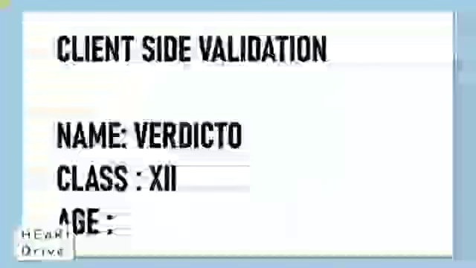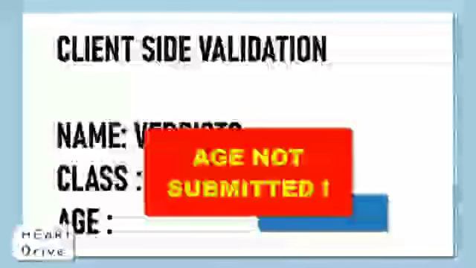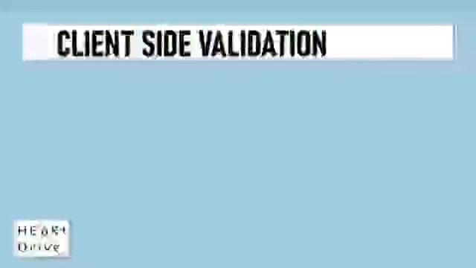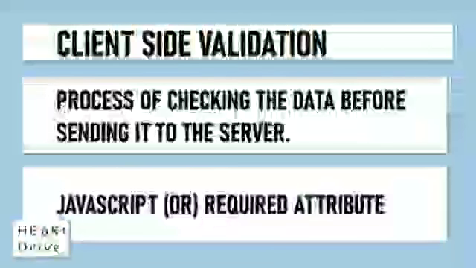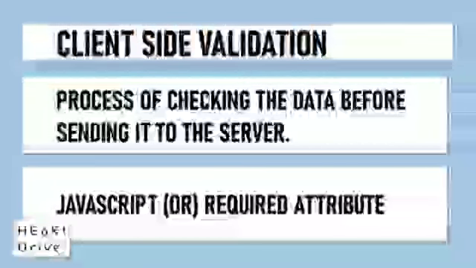Possibilities are there for a user to submit a data unfilled or incorrect. At such times, client validation notifies the user about that before sending the data to the server. The process of checking the data before sending it to the server is called as client validation. And this could be achieved using client-side scripts like JavaScript or by adding a required attribute in HTML tags.